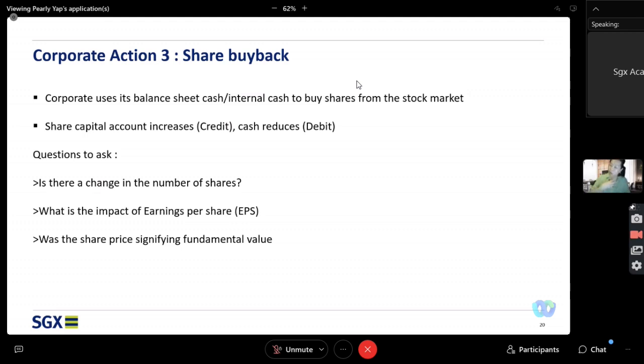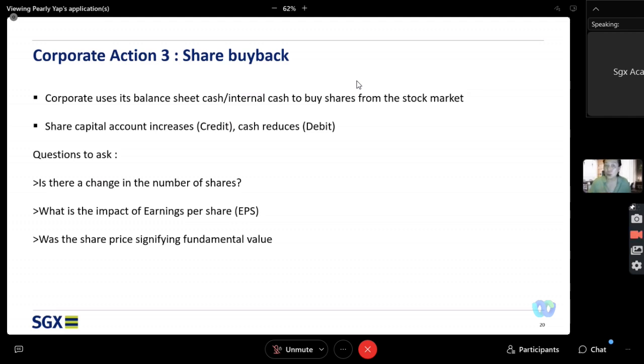Now, you still own the company, right? But you actually benefited even though the company did the action. So share buybacks are good, especially when the company feels that the shares are very undervalued, that the market is not giving them the full benefit or full valuation of the company. So they will use cash from the company to buy back the shares, right? So the share capital account goes up as well, but the number of shares goes down.